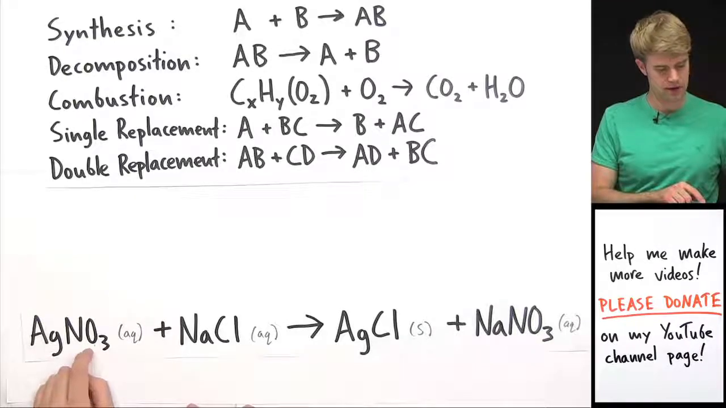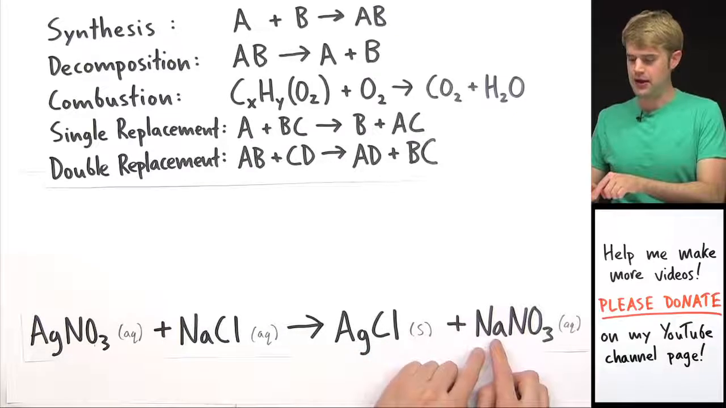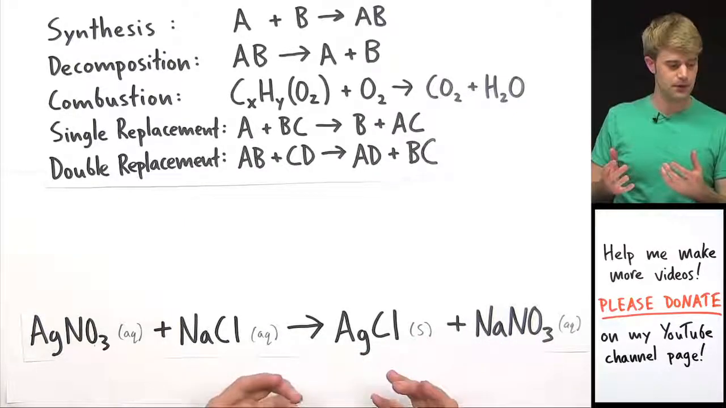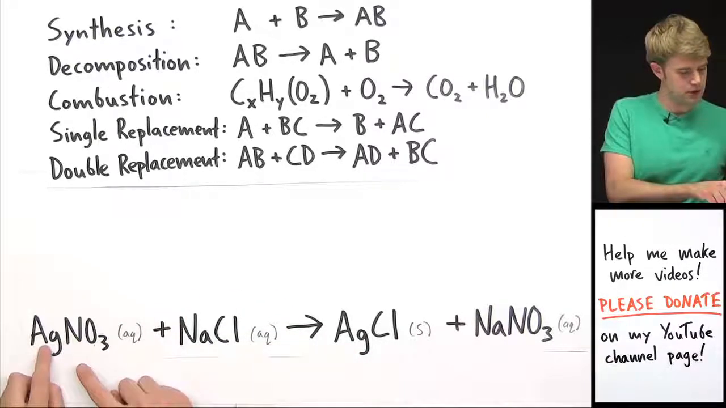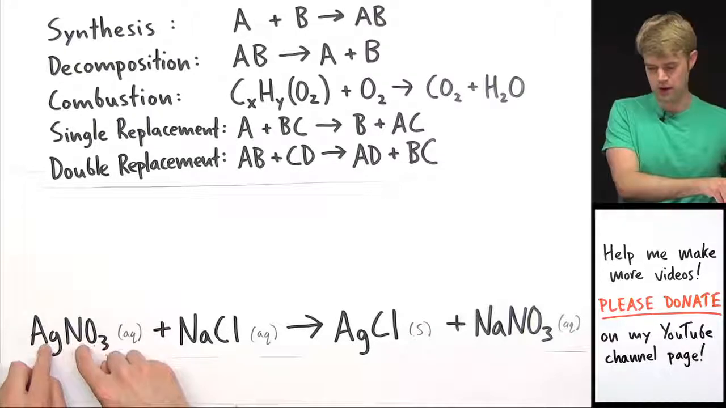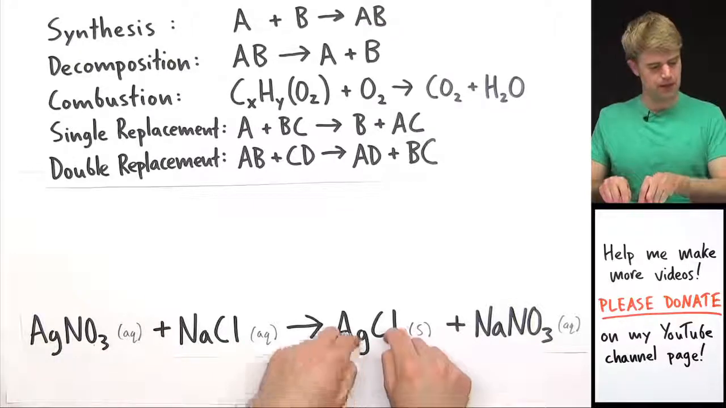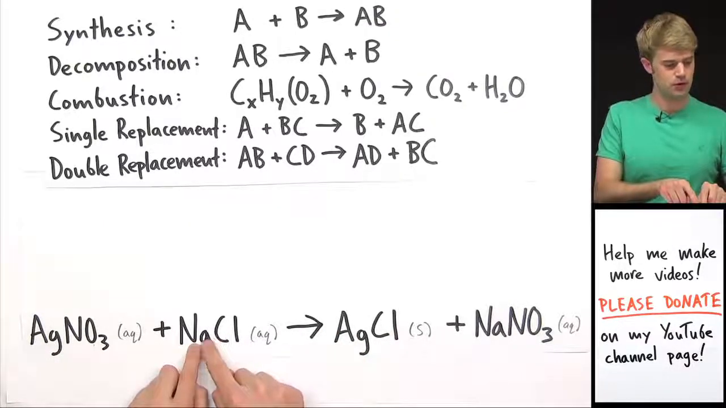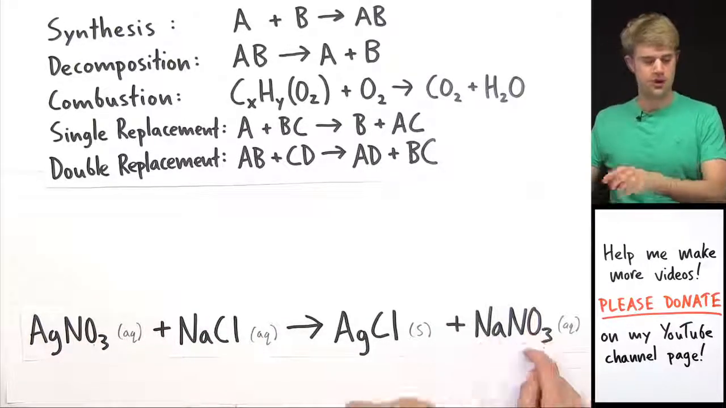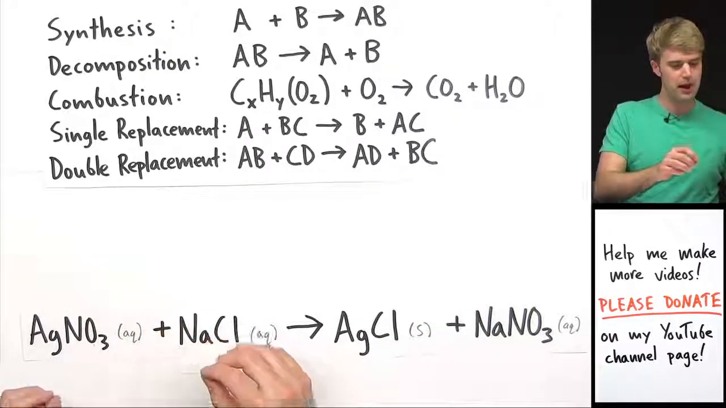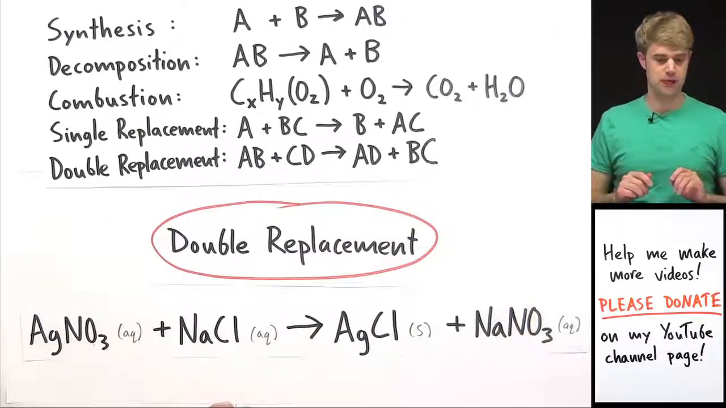Silver nitrate plus sodium chloride give us silver chloride and sodium nitrate. What's going on here? Well, we have 2 pairs that then switch their partners. Silver was initially paired up with nitrate, and then silver ends up pairing up with chloride over here. And sodium was initially paired up with chloride, and then sodium switches up here with nitrate. So this, where we have 2 pairs switching partners, is a really good example of a double replacement reaction.